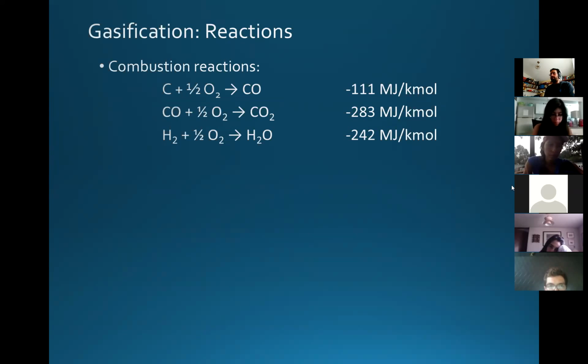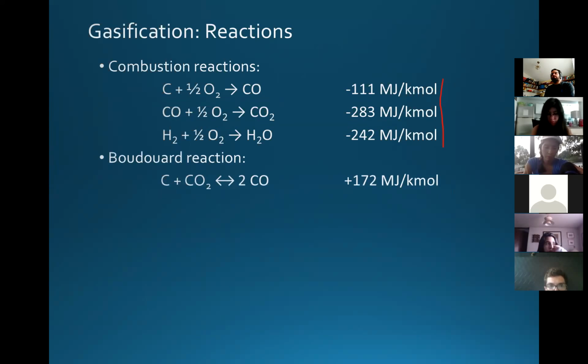Okay, so the first three reactions are the combustion reactions of carbon, carbon monoxide, and hydrogen. Because those are combustion reactions, we are obtaining energy, right? Those are exothermic reactions. That's why all the enthalpies are negative in these processes. And we obtain the oxidations of carbon monoxide to carbon dioxide, from carbon to carbon monoxide, and from hydrogen to water, right? Those are the combustion reactions.